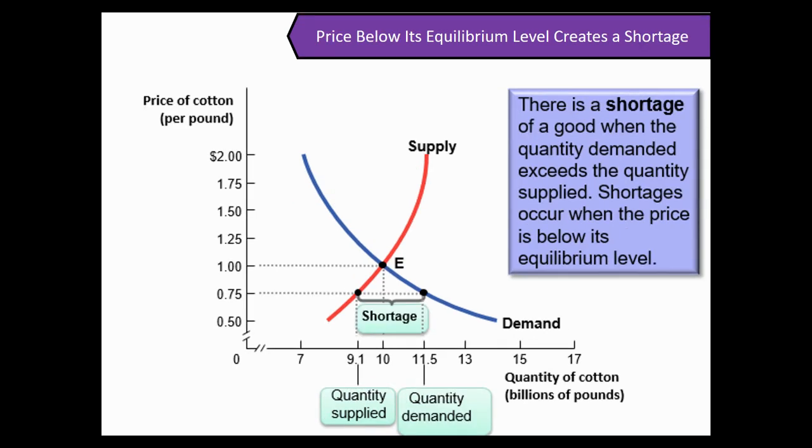What happens if the price is too low? If it's below equilibrium, we have a shortage. Quantity demanded is greater than quantity supplied. The invisible hand will lift it back up to equilibrium where we're efficient. Okay?